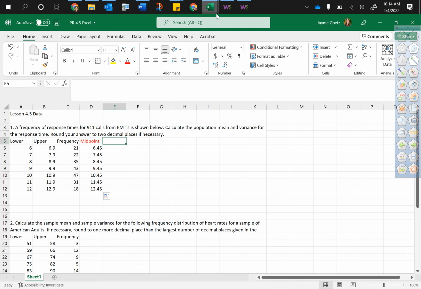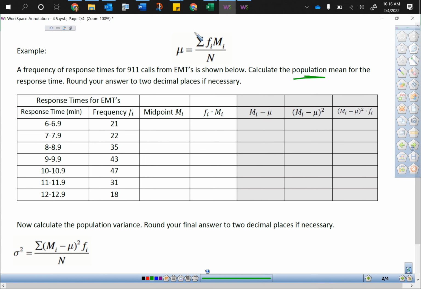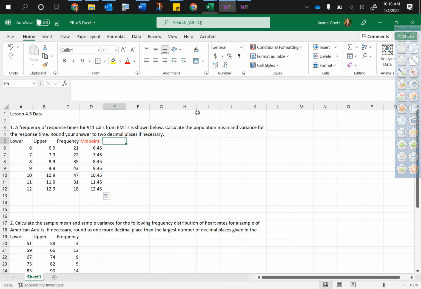Now, the formula. Remember, the whole thing that we're focusing on is the formula here. This is what we're trying to figure out. Remember, you get these formulas on the test. You have to know how to read them, how to interpret them, and how to use them, all right? So F stands for frequency. We already have that here. We just found the midpoint. Now we want the sum of the frequency times the midpoint. So we're going to need to take my frequency and multiply it by my midpoint.